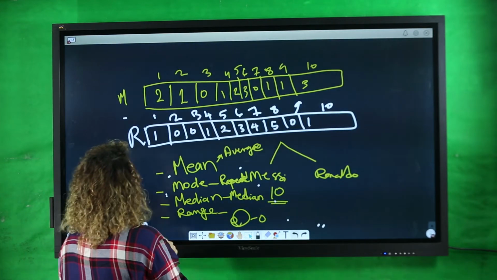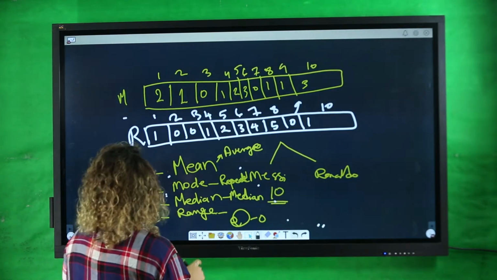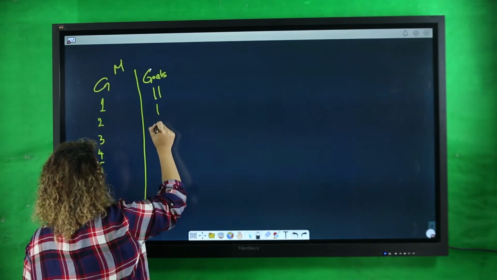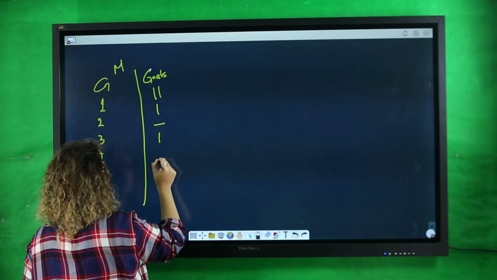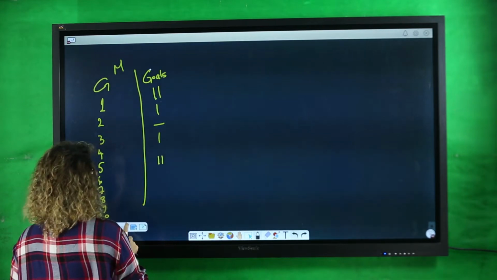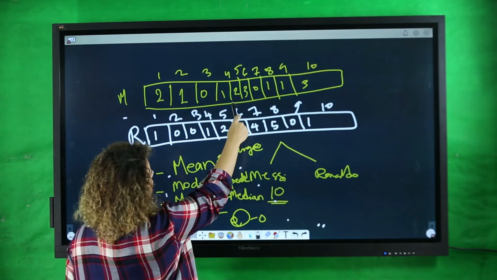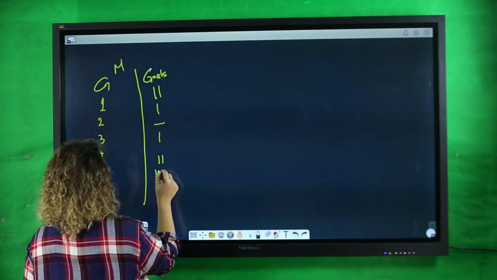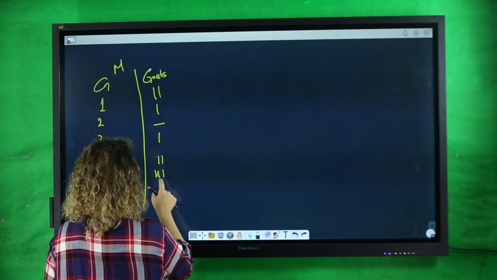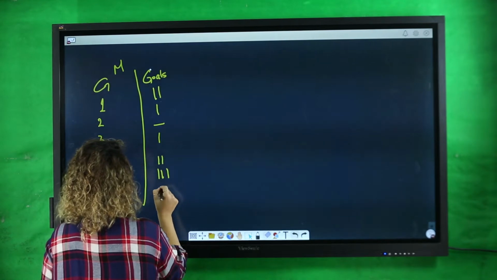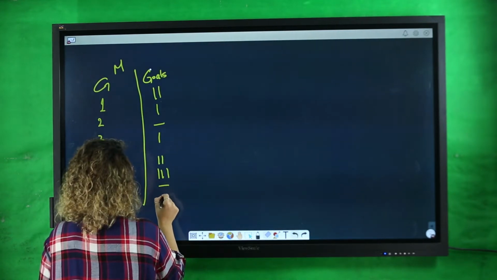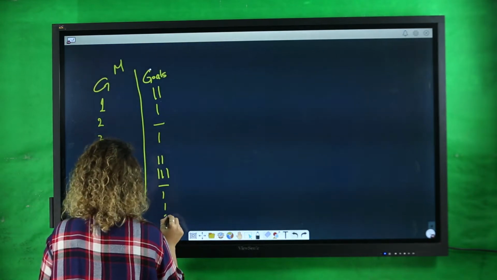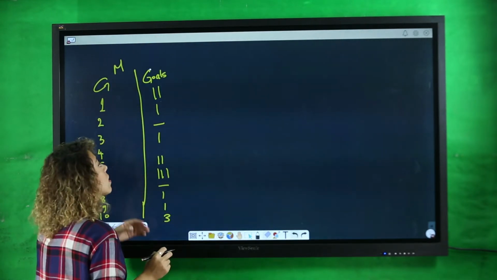For example, Messi have scored 2, 1, 0, 1, 2. So let's write it. It's 2, 1, 0, 1, 2. And then he scored 3, 0, 1, 1, 3. Let's rewrite that in another way. 3, 0, 1, 1, 3.